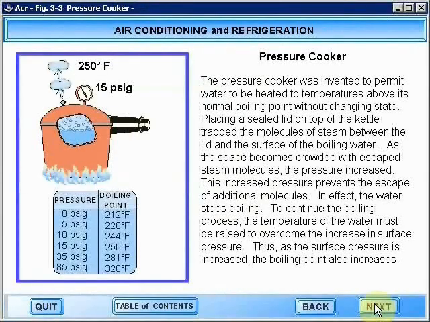The pressure cooker was invented to permit water to be heated to temperatures above its normal boiling point without changing state. Placing a sealed lid on top of the kettle trapped the molecules of steam between the lid and the surface of the boiling water. As the space becomes crowded with escaped steam molecules, the pressure increases. This increased pressure prevents the escape of additional molecules. In effect, the water stops boiling. To continue the boiling process, the temperature of the water must be raised to overcome the increase in surface pressure. Thus, as the surface pressure is increased, the boiling point also increases.